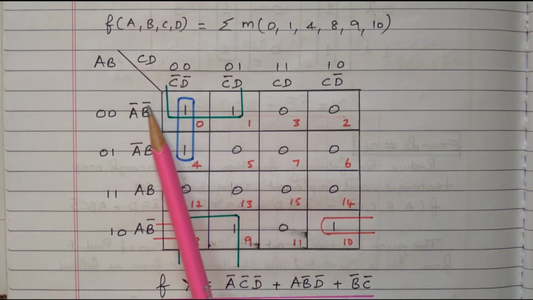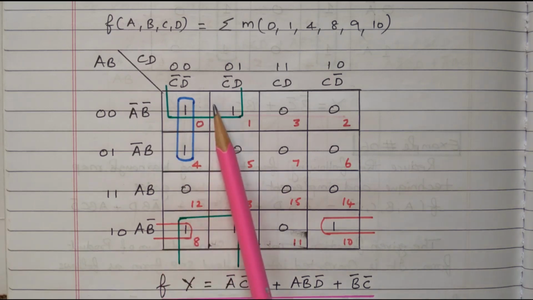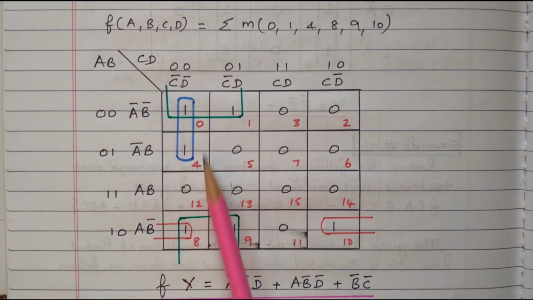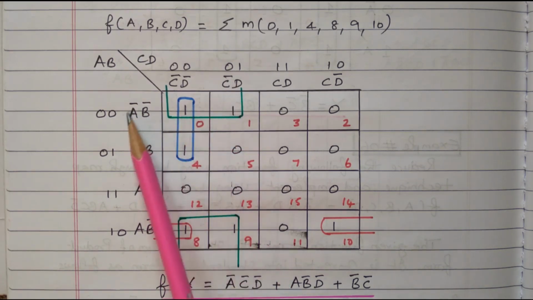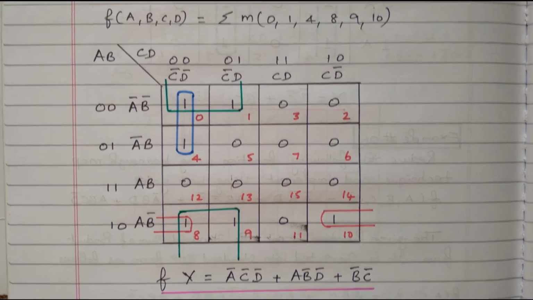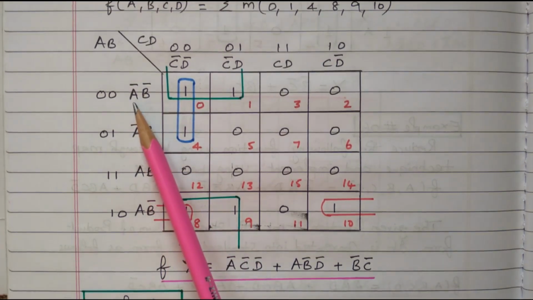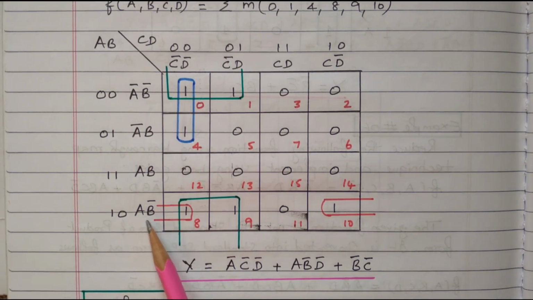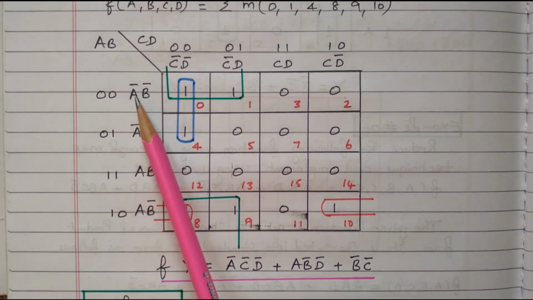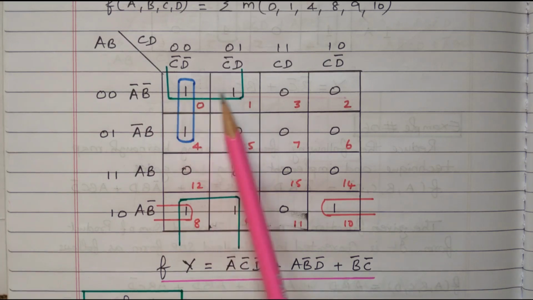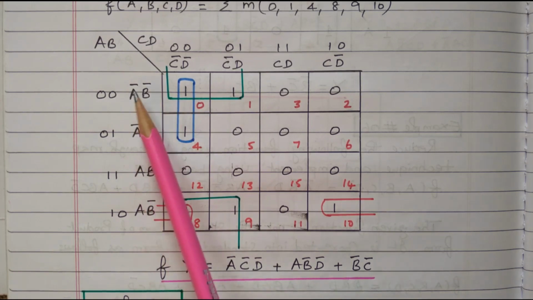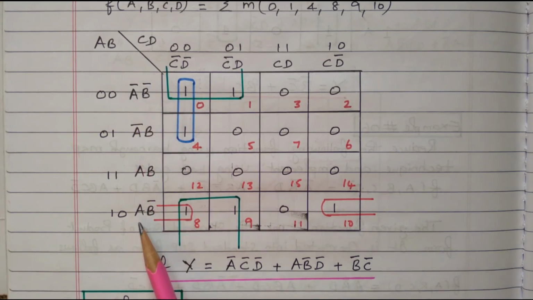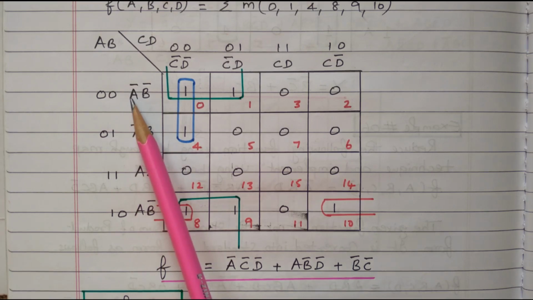Now we need to verify what is the term available, this first row and last row, similarly first column and second column. While referring to this first column, and first row and last row, what is available here is A bar, B bar, and here A, B bar. So this A and A bar got cancelled. These two ones are available in the first row, these two ones in the last row. So we have to verify these two terms, A bar, B bar and A, B bar. This A and A bar got cancelled, only we have B bar.